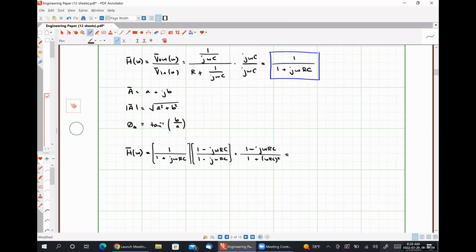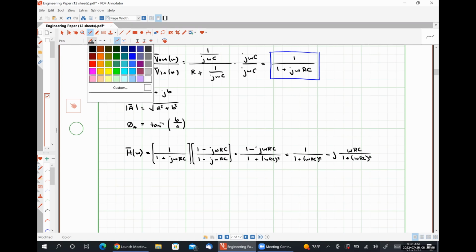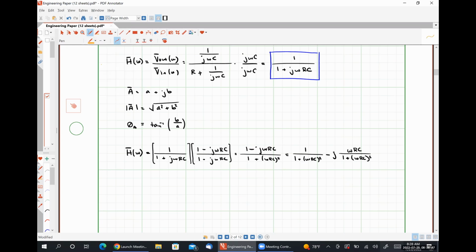And now I'm going to split this up so that I will have 1 over 1 plus omega RC squared, minus j times omega RC over 1 plus omega RC squared. And now I have this split up into a real part A and an imaginary part B.